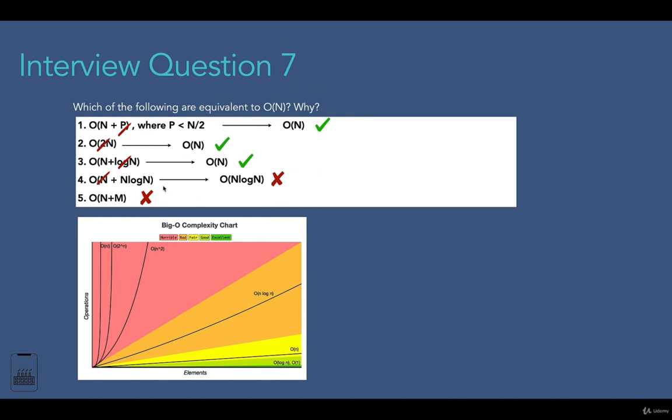So hopefully with these 5 complexities over here you have practiced how we can eliminate the non-dominant terms and constant terms from the time complexity. Hopefully everything is clear about this question. Now see you in the next question.